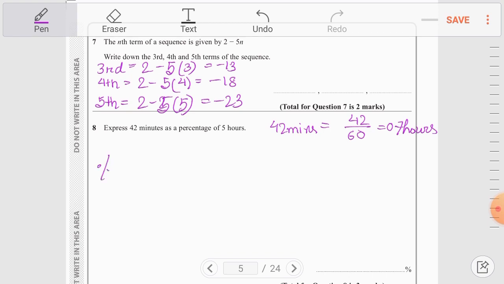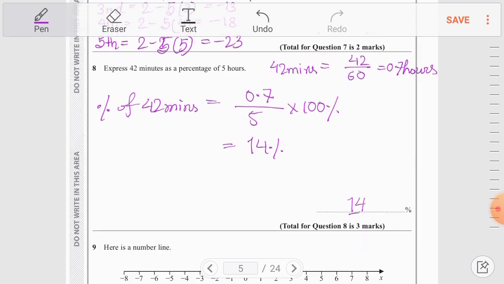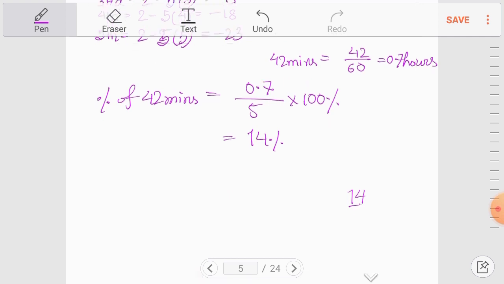And now we need to find the percentage. That would be 0.7 in the numerator, 5 in the denominator, times 100%, because we are asked to find the percent, and that would give you a value of 14%. So 42 minutes as a percentage of 5 hours is 14%. We need to write it down over here, 14. Question number 8 was done. I hope it was clear. Moving to question number 9.